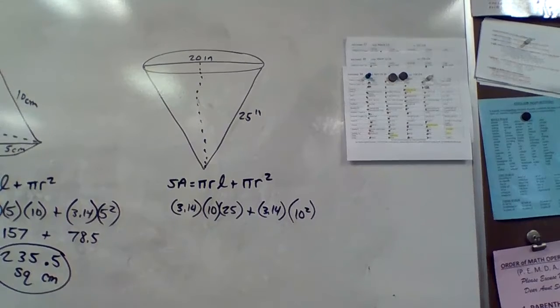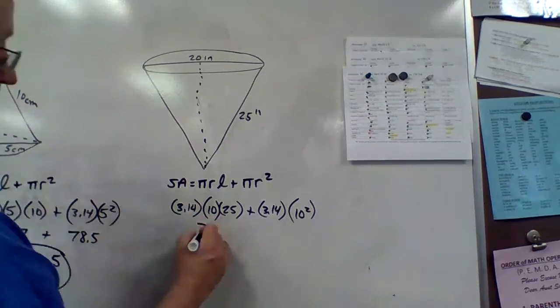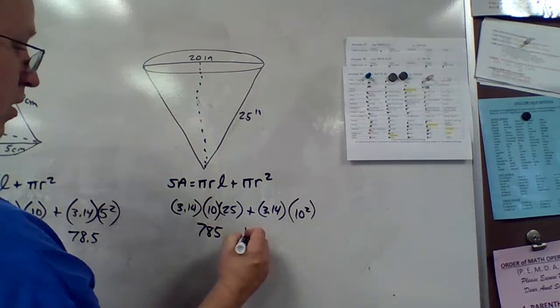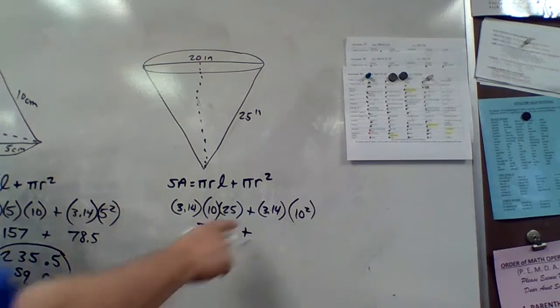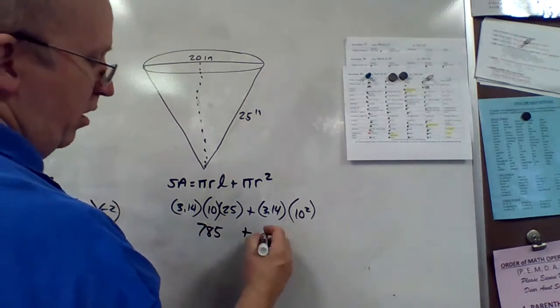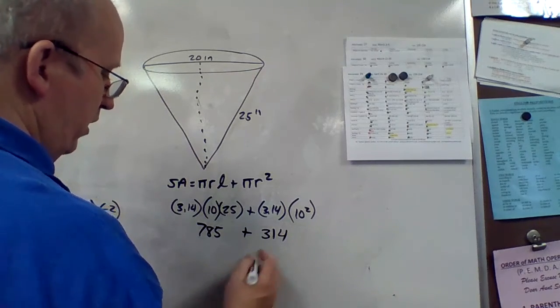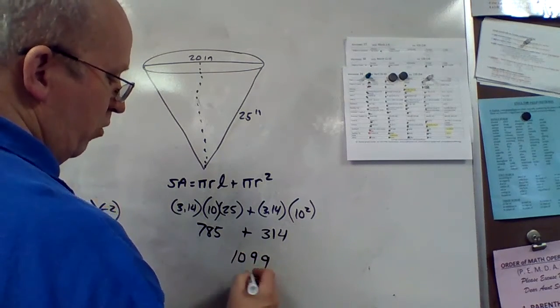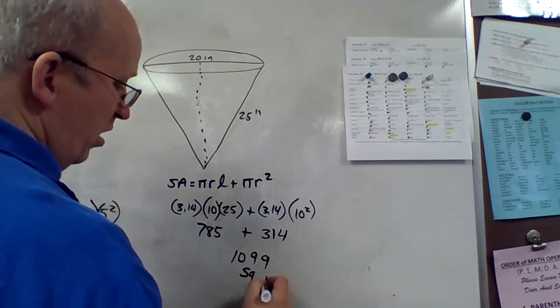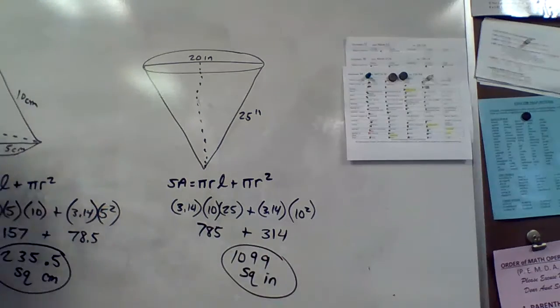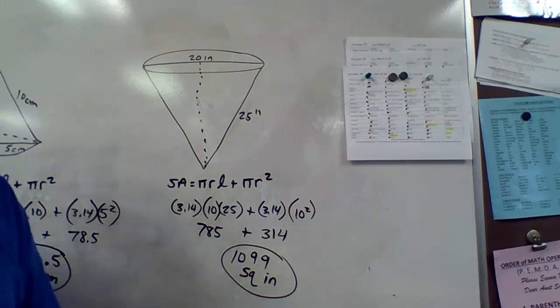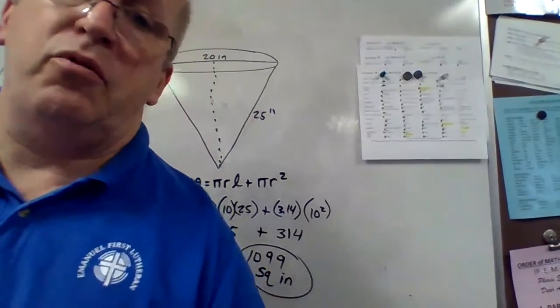Okay, let's figure out the first number. We've got 3.14 times the 10 times the 25. When I do that, I get 785. And then over there, I got 3.14 times 10 times 10. That's exactly 314. We add the two together, and we get 1,099. It'll be square inches in this case, 1,099 square inches. So those are the two types of problems you're facing today.